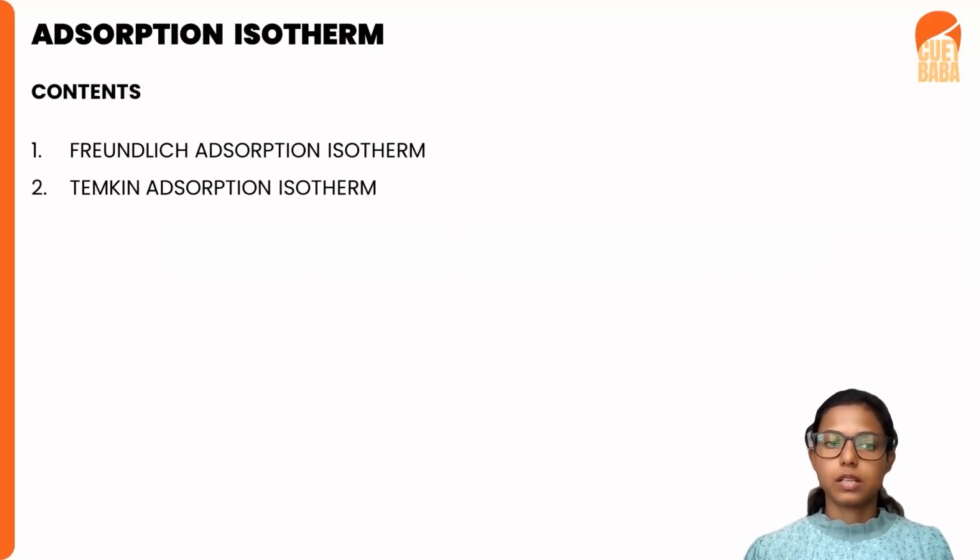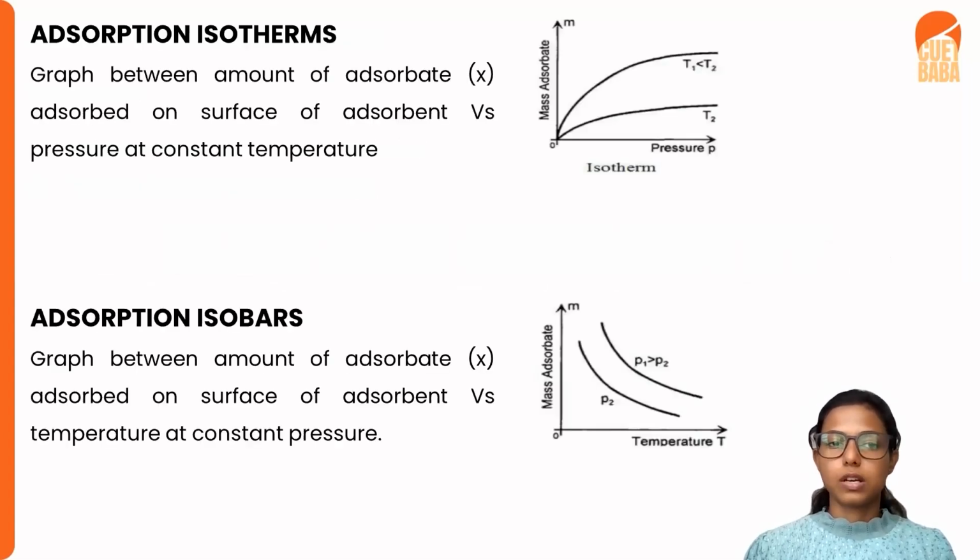This will be the second class in surface chemistry. In today's class, I'm going to discuss adsorption isotherms. There are different adsorption isotherms in chemistry. Today I'm going to discuss two of them: the Freundlich adsorption isotherm and the Temkin adsorption isotherm. So first, we are going to see what adsorption isotherms, adsorption isobars, and adsorption isosteres are.